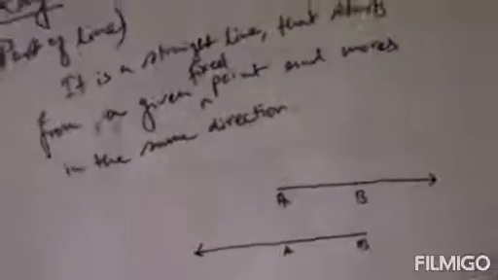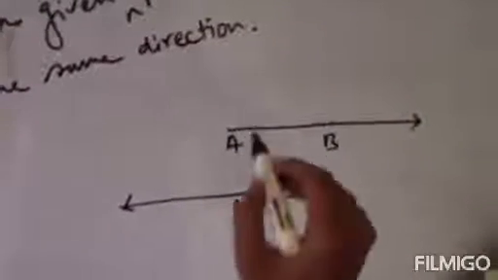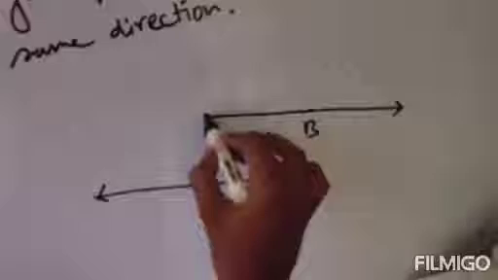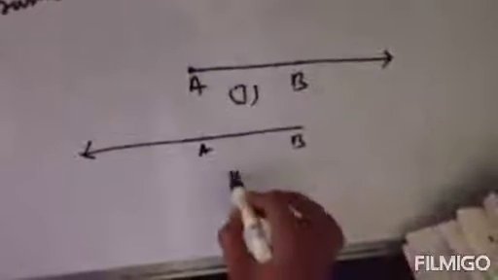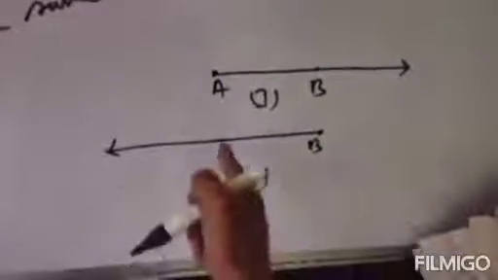That means here in ray, it has only one fixed point. If we consider the number 1 diagram, the fixed point is A because you have extended the point B. And in case of the second diagram, the fixed point is B. This is the fixed point. You have extended the point A.